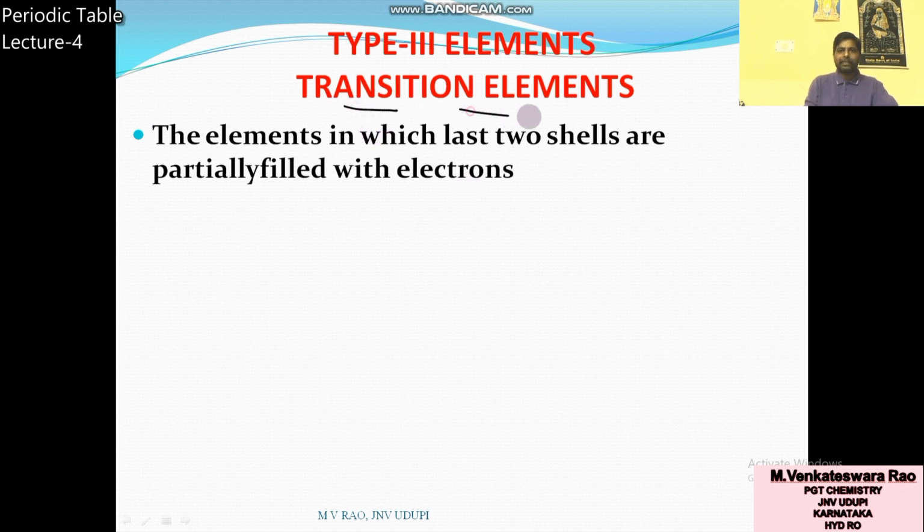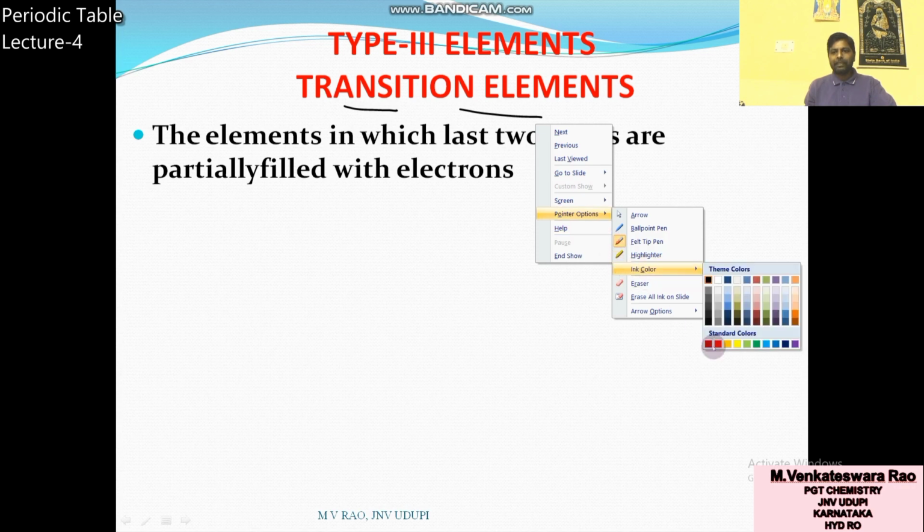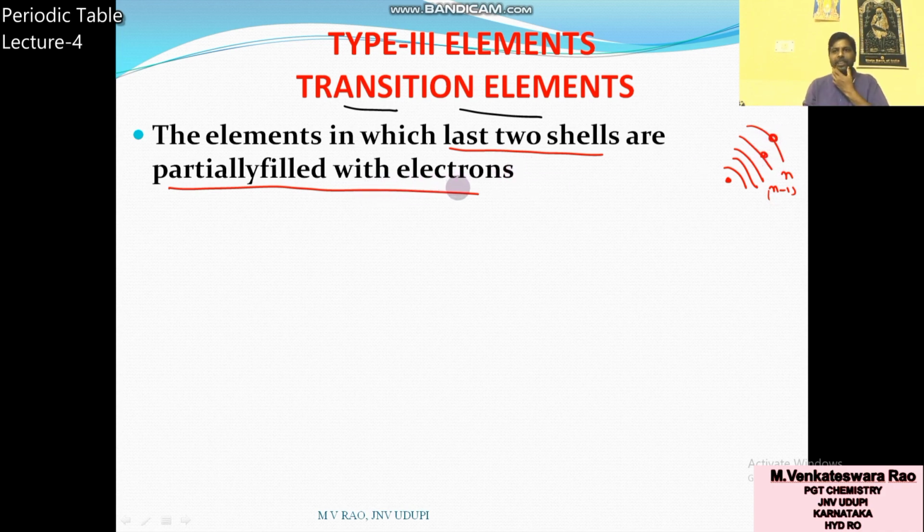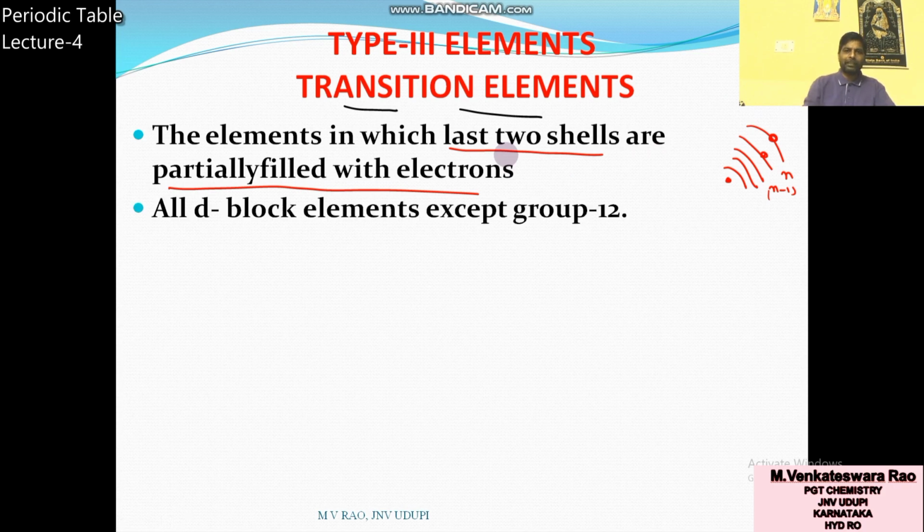Transition elements. What are type 3 elements? Transition elements. Here you can see in transition elements, the last 2 shells are partially filled with electrons. Nucleus, these are shells. It is n, n-1. Here n and n-1 are partially filled. Only the last shell partially filled means representative. Last 2 shells partially filled with electrons means transition elements.